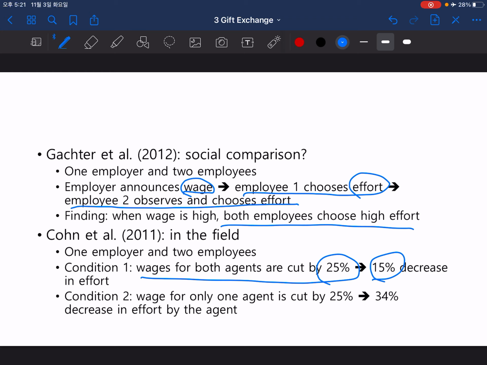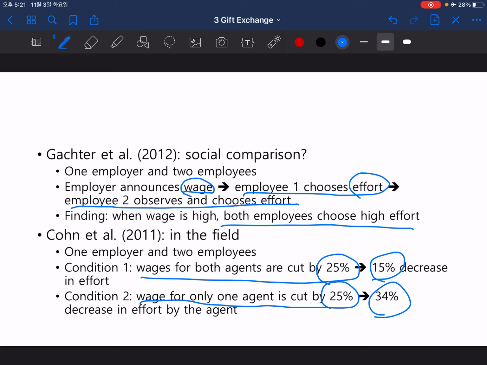In the second group, the wage goes down, but only for one agent. So there are two agents here, two employees, and one employee's wage is the same, but only the other agent's wage goes down. In this case, we observe a 34% decrease in effort by the agent who obtains the lower wage. So here we see that there is a comparison going on.